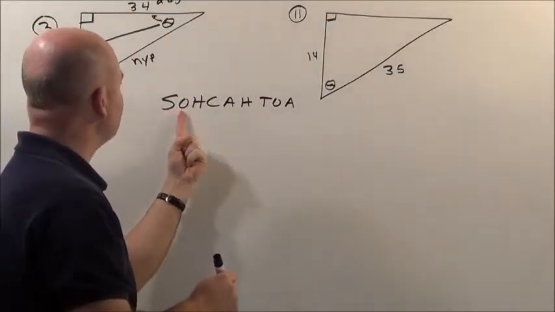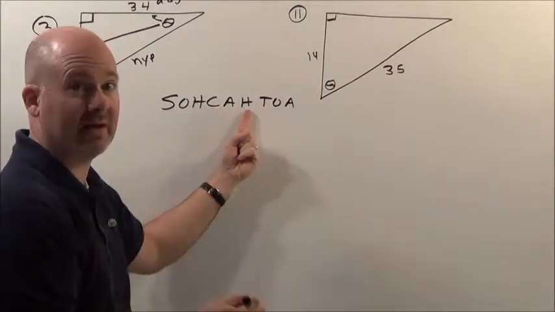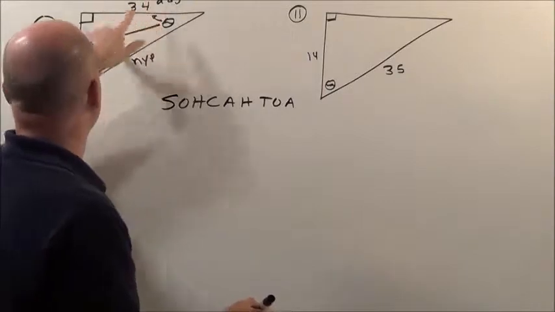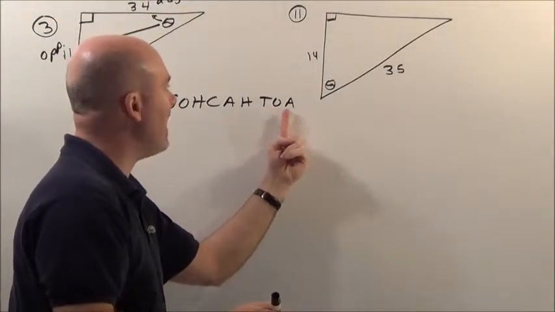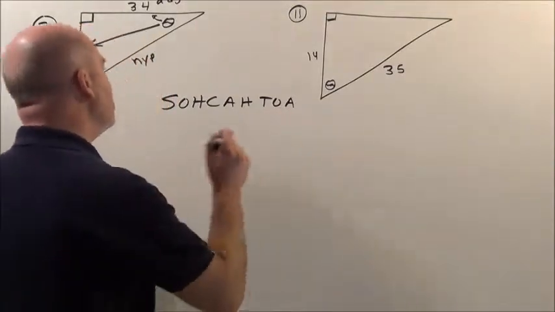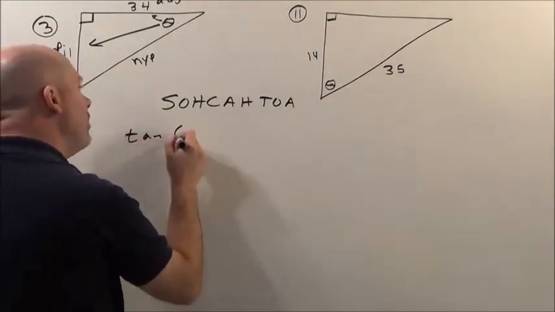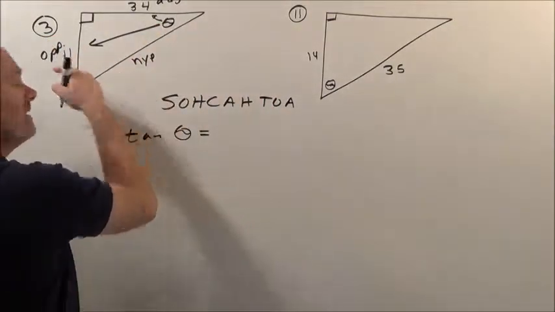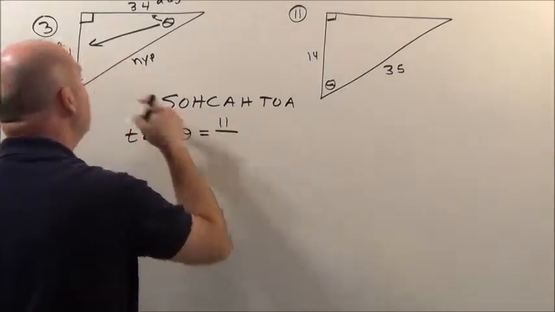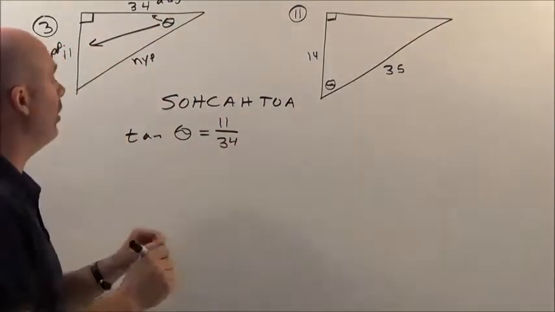Well, sine is opposite over hypotenuse. We don't have that. Cosine, adjacent over hypotenuse. Don't have that because we don't have the hypotenuse. We have the adjacent and opposite. It's going to be this guy. The tangent is opposite divided by adjacent. So you and I know that in this problem number 3, the tangent of what you and I want is equal to the opposite value, 11, divided by the adjacent value, 34.